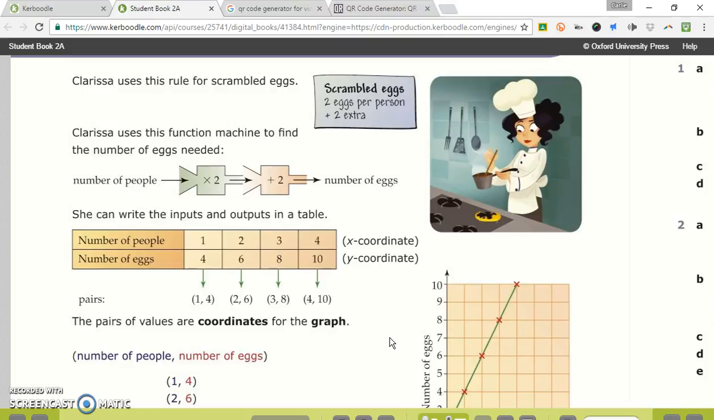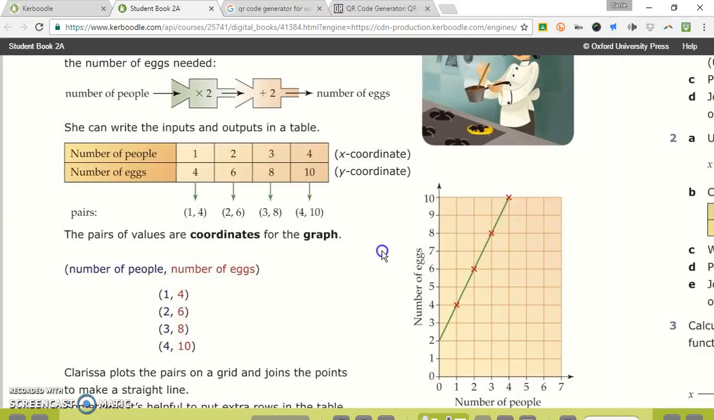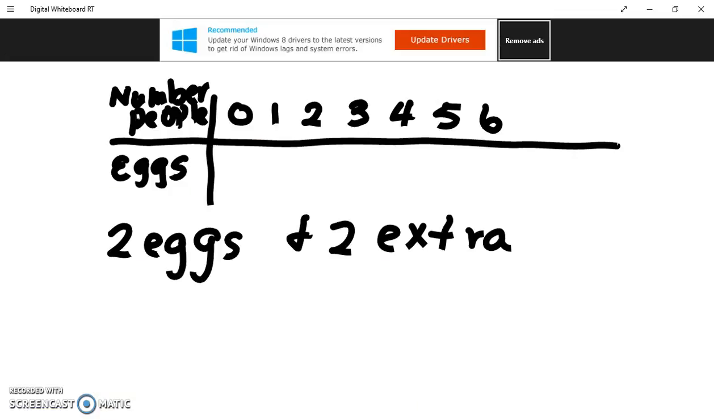Okay, so we can use that information to write out a table of values that we can then use to create our coordinates. So I've gone ahead and copied out the number of people and eggs that we would need to make our scrambled eggs. And we're going to remember that our rule is that it's 2 eggs per person plus 2 extra, okay? And the number of people is my x value, and the number of eggs is my y value, okay?